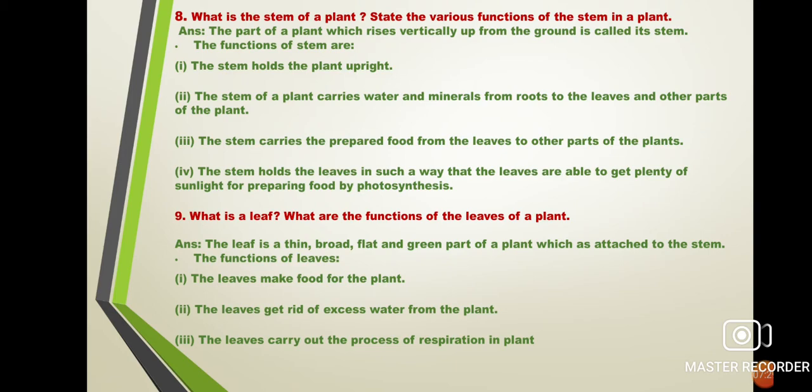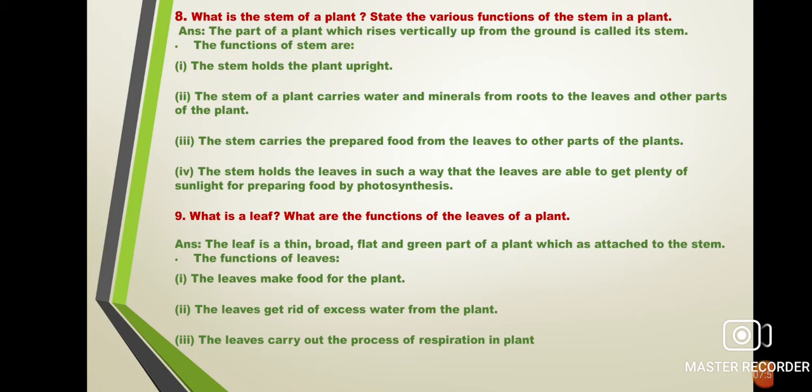Next, number 4, the stem holds the leaves in such a way so that the leaves can get plenty of sunlight for preparing food by photosynthesis. You all know that sunlight is an important ingredient for photosynthesis, isn't it? Chlorophyll traps the sunlight, isn't it? So, it holds the leaf in such a way so that it can get enough sunlight for the process of photosynthesis to carry out.